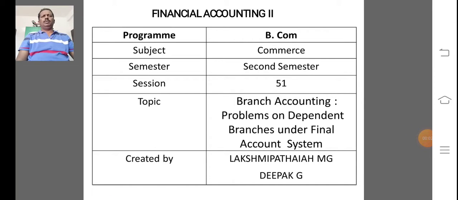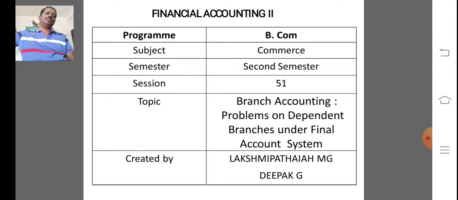Good morning. I am Lakshmi Patay MG, Assistant Professor of Commerce, Government First Grade College, Madhugiri, Tumkur District, Karnataka State. My title is Financial Accounting 2. Now I am discussing session number 51. The topic is Branch Accounting Problems on Dependent Branches under Final Account System.